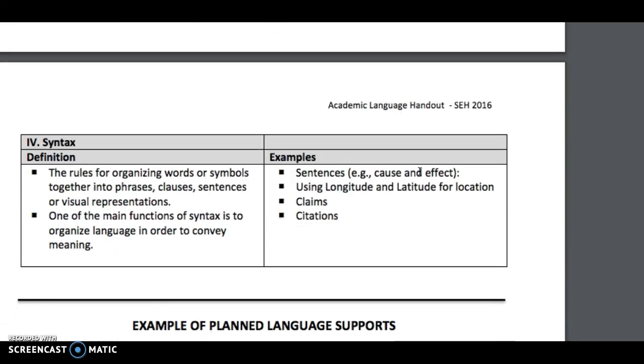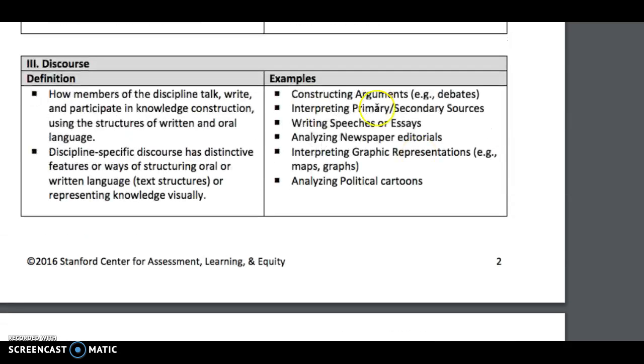As for number 4, syntax, this is the rules for organizing words or symbols together into phrases, clauses, sentences, or visual representations. This is more English specific or writing specific. So how sentence structure is, like past, present, and future tenses, things like that. My methods teacher doesn't necessarily use syntax in her lesson plans and focuses more on discourse.